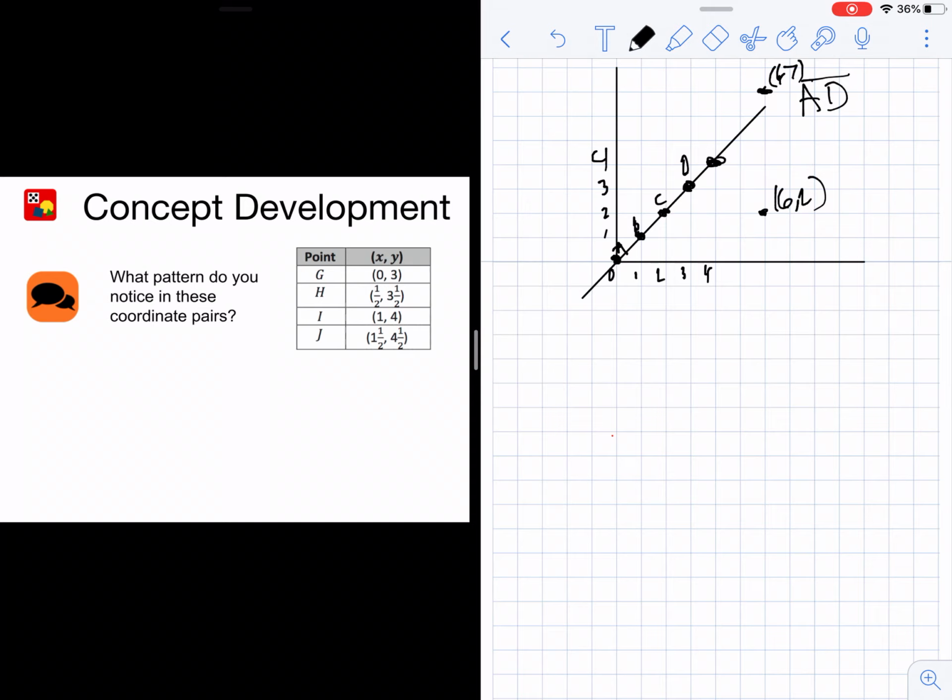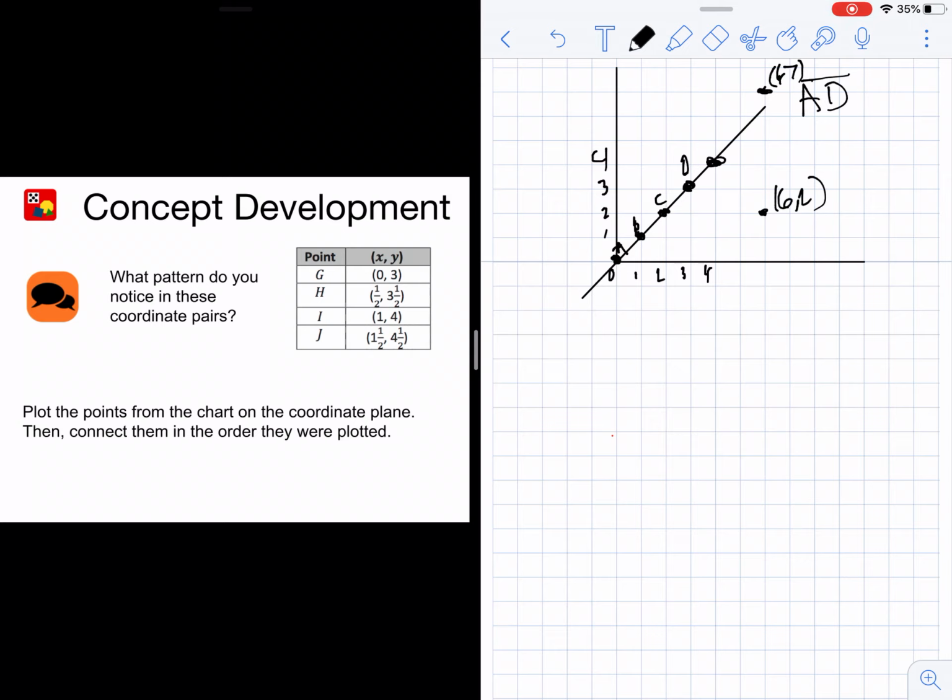Just looking at these coordinate pairs, just looking at them, don't graph them yet. What pattern do you notice in these coordinate pairs? What pattern do you notice? X is always 3 less than Y, right? 0, 3, a half, 3 and a half, 1 and 4. So Y is always 3 more than X.